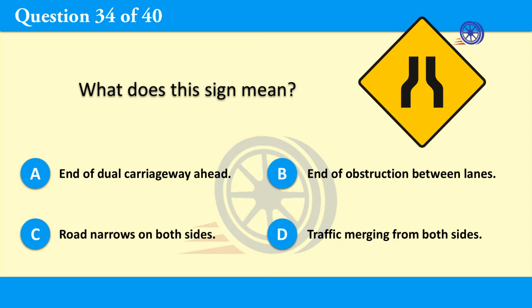What does this sign mean? A. End of dual carriageway ahead. B. End of obstruction between lanes. C. Road narrows on both sides. D. Traffic merging from both sides.